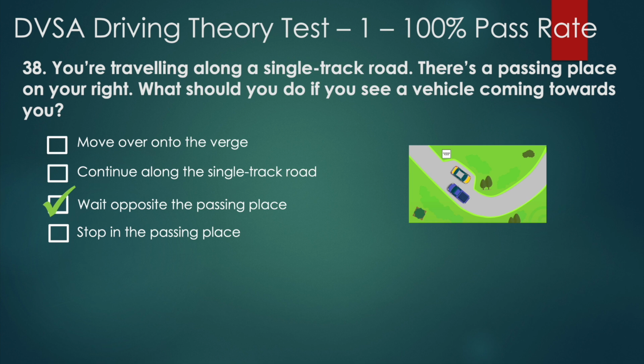On the given picture, kindly consider your car as the blue car. As the passing place is on the right, you would need to park opposite to the passing place and wait so that the yellow car could enter into the passing place and give you way. This way the traffic could be avoided on a single track road.